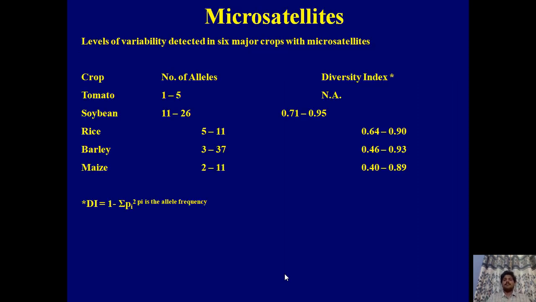Then the levels of variability detected in 6 major crops with microsatellites, if you observe: tomato has number of alleles 1 to 5, soybean 11 to 26, rice 5 to 11, barley 3 to 37, maize 2 to 11. So this is how different variability is detected with microsatellites in 6 major crops.